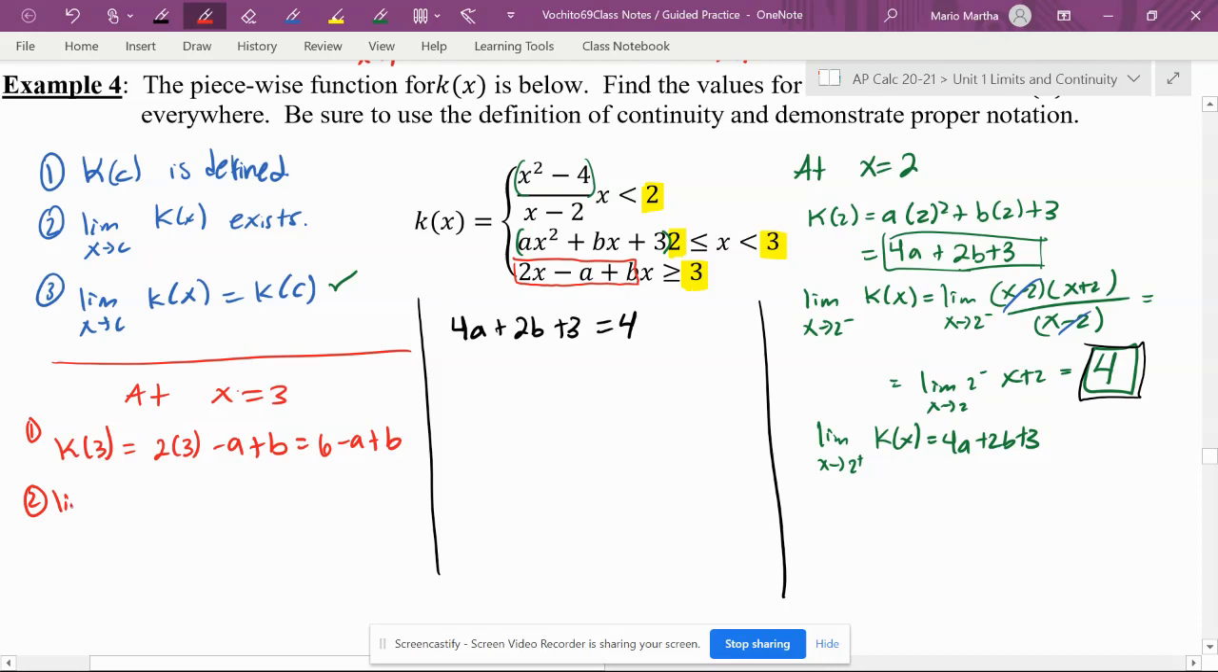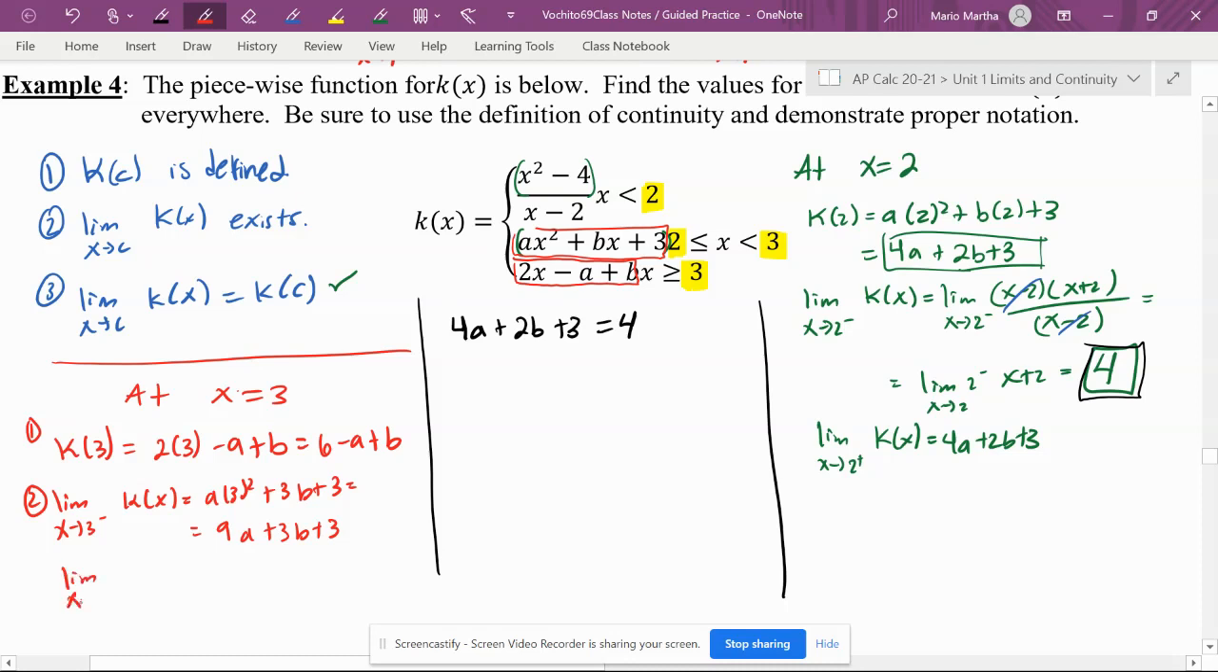The second condition, we want to find the limit as x approaches 3 from the left side. So we're looking at the top one here, all right? And that's going to be of k of x. So the top function would be a times 3 squared plus 3 times b plus 3. And again, if you simplify that, you end up with 9a plus 3b plus 3. And then the limit from the right side, if we apply it, we're going to get again the same thing, 6 minus a plus 2b.